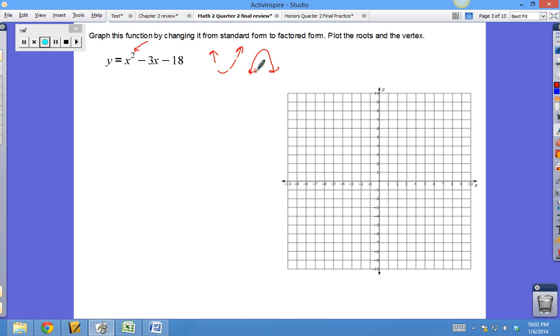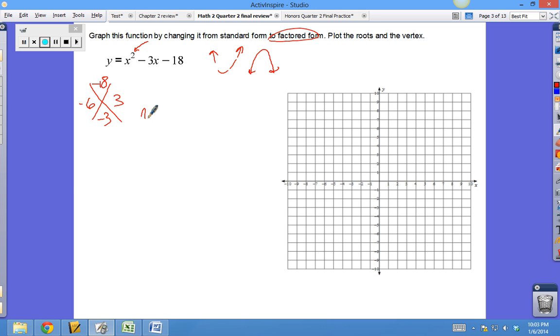Okay, it's given to me in standard form, and I need to factor it. So let's factor this. What's going to multiply to give you a negative 18, but add to give you a negative 3? And the answer is, I think, a 6 and a 3 somehow. One of them has to be negative, because they multiply to give a negative, and it's going to be the bigger one, because when I add them, my outcome is negative. So that must mean I have more negatives than positives. So negative 6 and 3.